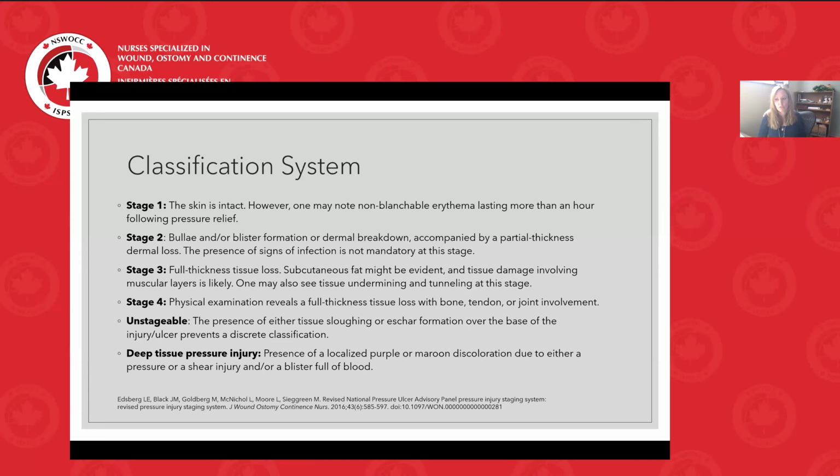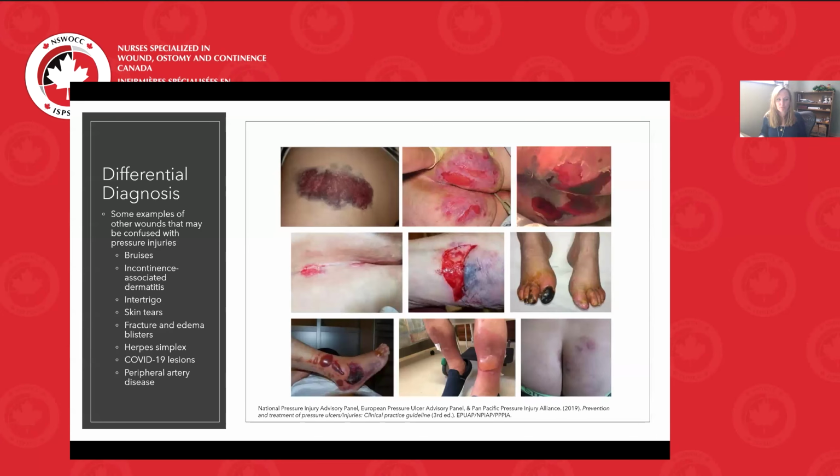So making sure that we're really distinguishing that if it is over an area of high friction and shear and the patient is immobile, that it is more likely deep tissue injury versus ecchymosis or a bruise. So when we look at differential diagnosis, is it a pressure injury or is it something else? Like I said before, bruises are commonly misdiagnosed or sometimes missed. People will say that it's a bruise when it's actually a deep tissue injury and vice versa.